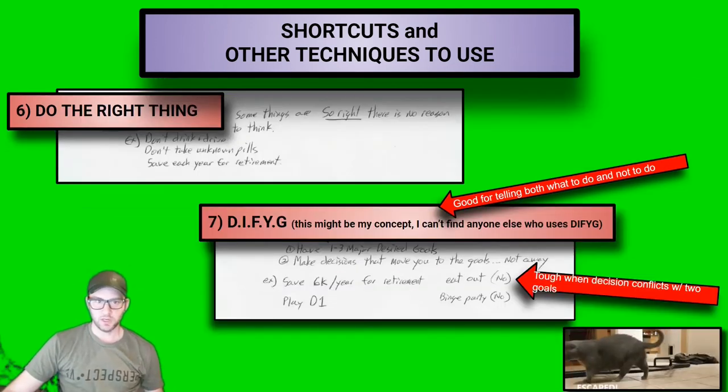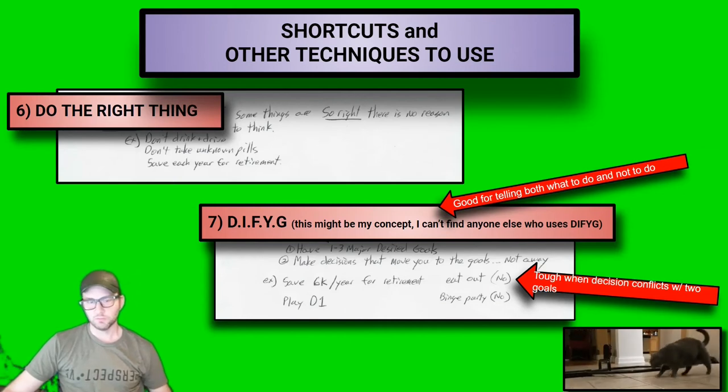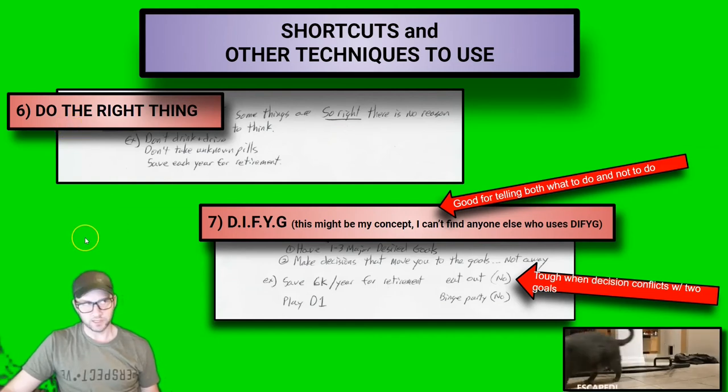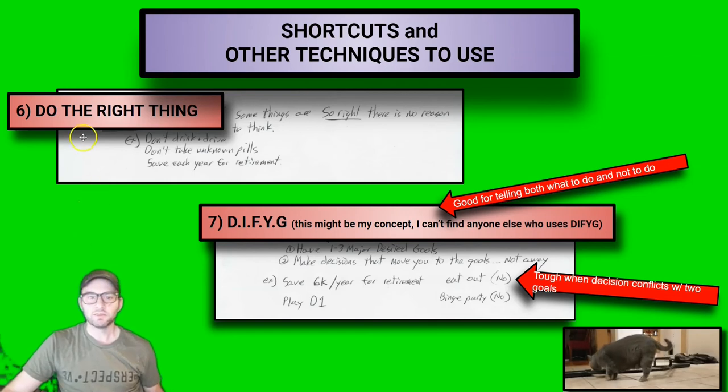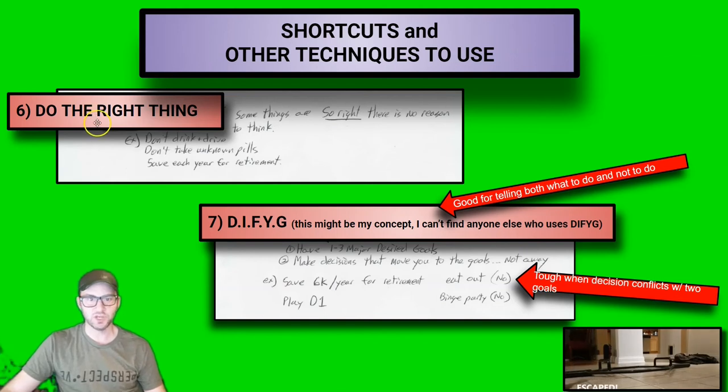Moving right along to number 6, entitled Do the Right Thing. This, not ironically, this is actually backed up by scientific literature, okay? A couple studies back this up as a very powerful technique to use. And in fact, when you are in a stressful situation, this technique will guide you to the decision that's best for you.